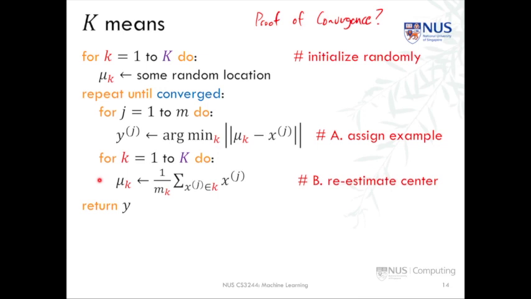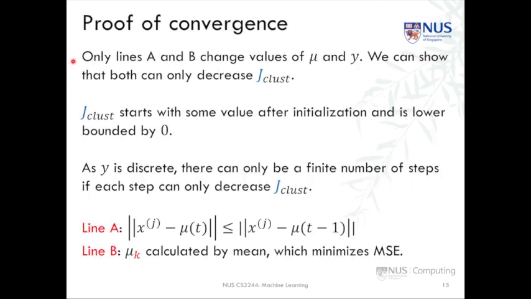Both of these affect the cost because the first line changes the membership of the point to a cluster, and the second line changes the placement of the cluster and hence the computation of the cost. What we want to show is that these two lines can only decrease the overall cost. We'll start by saying that the overall cost J clust starts with some value after initialization, where we first assign points to clusters, and we have a calculation of the distance of the points to their nearest cluster, and is lower bounded by 0 in the case where for each point the cluster center is exactly the same place as the point itself.